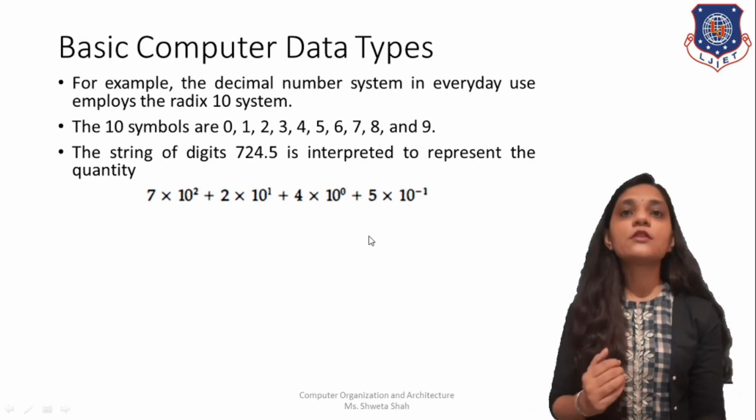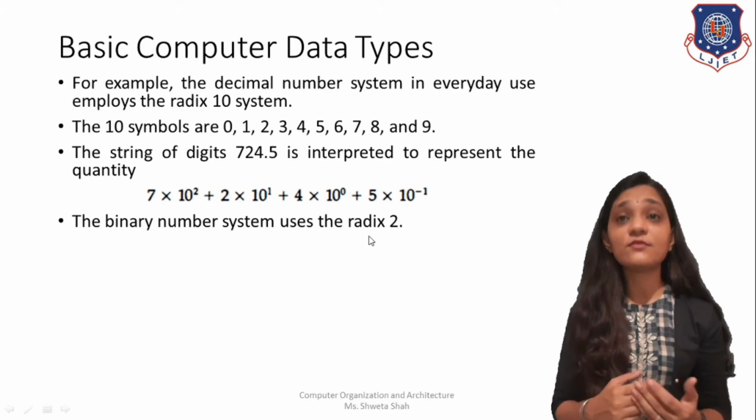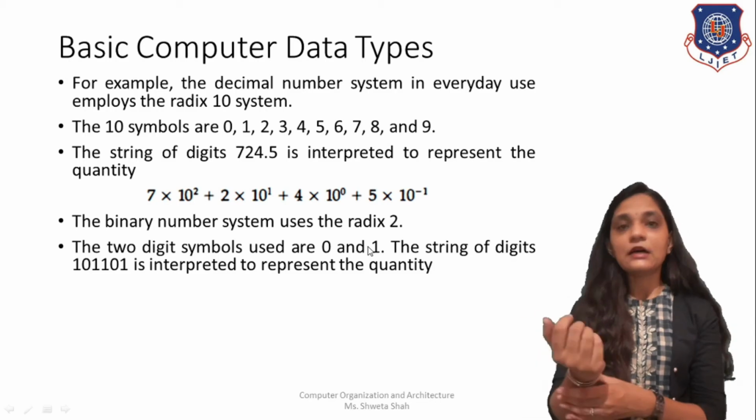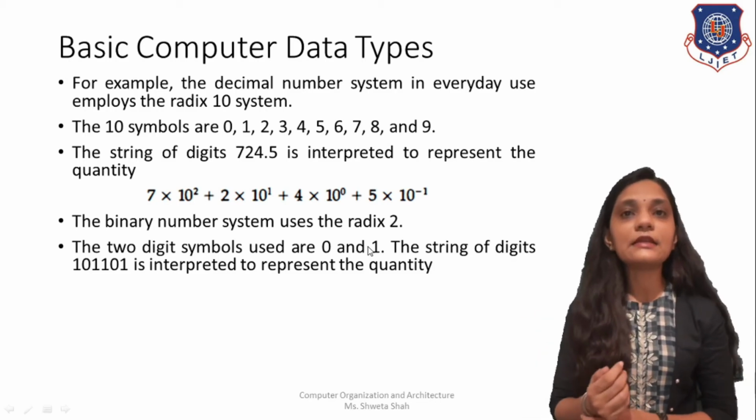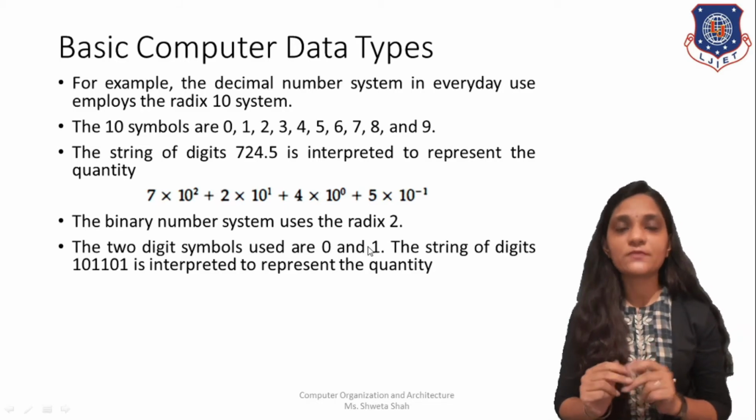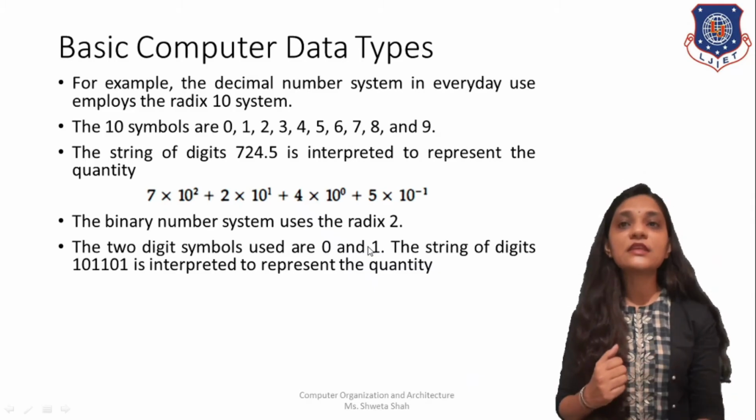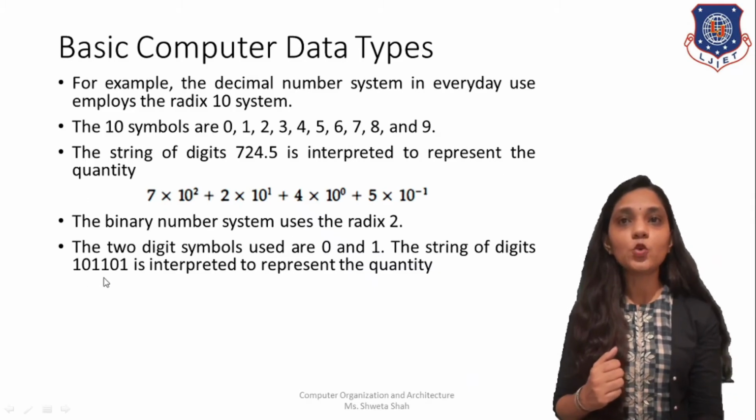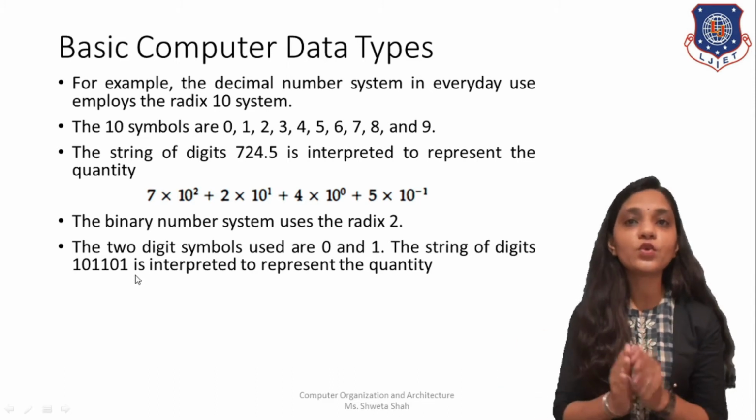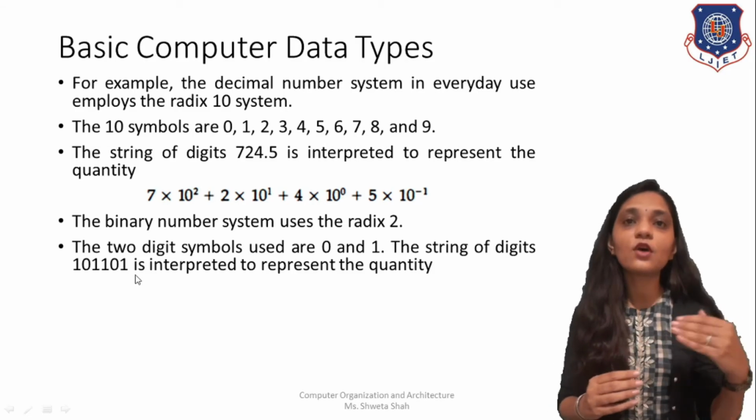But what if your number system is using radix 2, or you can say the binary number system? Let me consider one example. If the system is a radix 2 system, that means it has only two symbols, that are 0 and 1. And if we have a string like 1 0 1 1 0 1, we want to find out what quantity this string represents in terms of decimal.